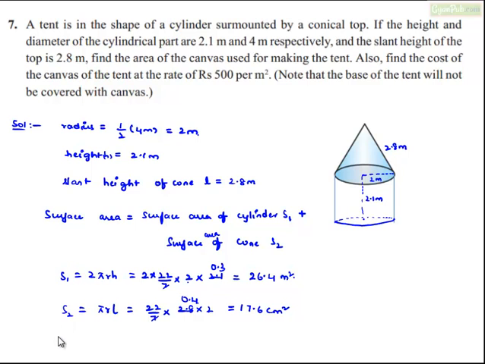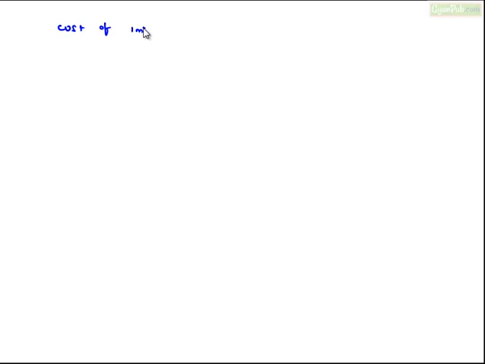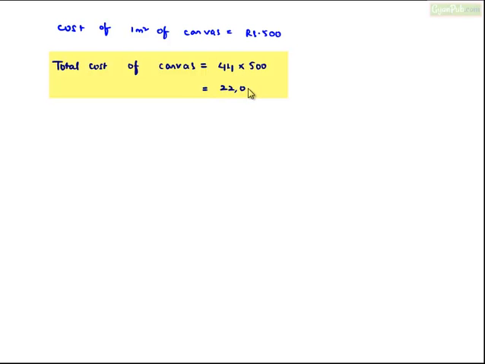So finally we get the required surface area is equal to S1, that is 26.4 plus S2 is equal to 17.6, which is equal to 26.4 plus 17.6 is 44 centimeter square. Now he has given that cost of 1 meter square of canvas tent is rupees 500. Now he is asking the total cost of canvas, which is equal to surface area is 44 into 500, that is equal to 22,000 rupees.